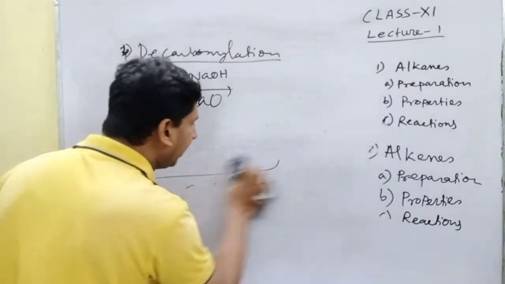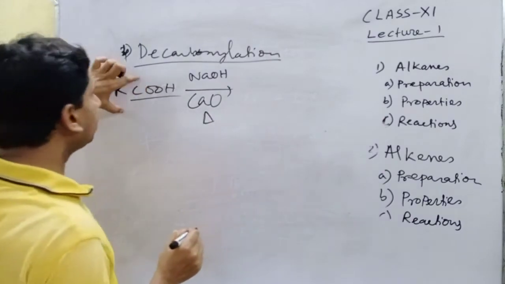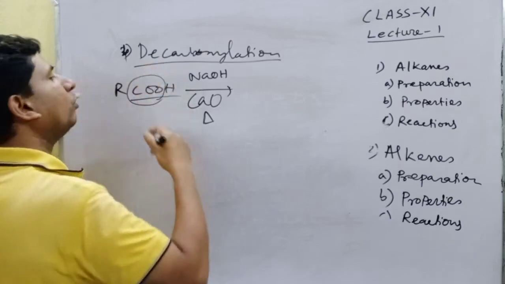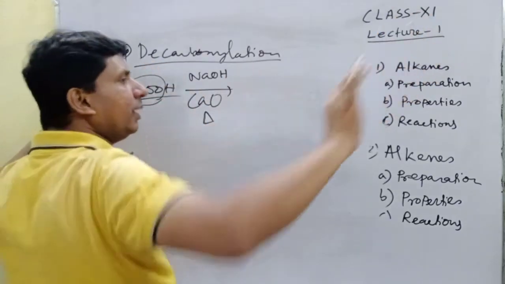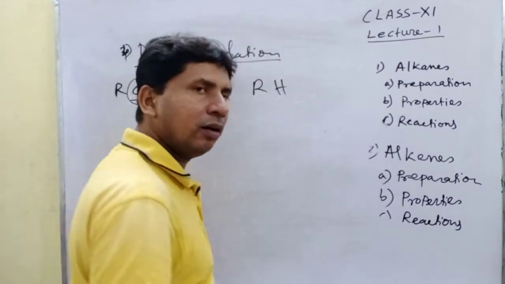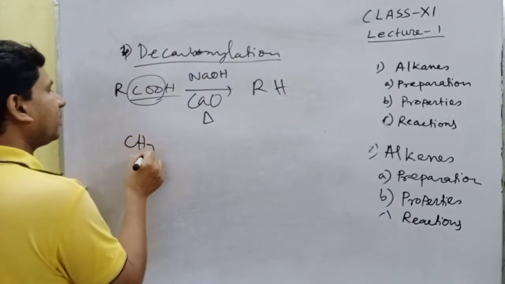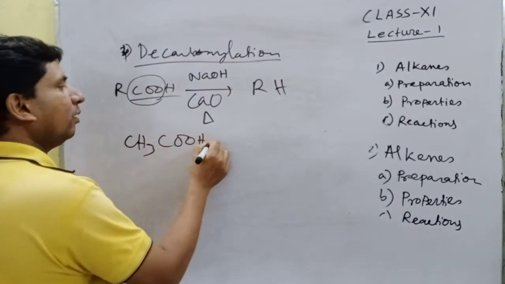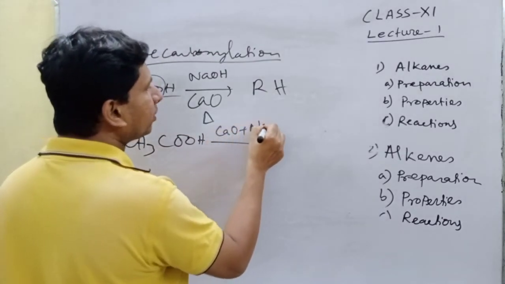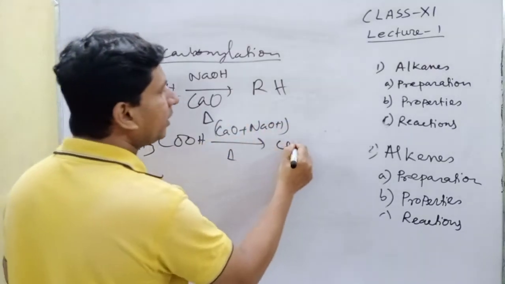In the presence of soda lime and heat, this acid, that means this carbon dioxide, will be removed. A decarboxylation, that means this will be removed. So RH is the product. In this way we can readily get, let us consider CH3COOH, with soda lime and heat, that means calcium oxide plus sodium hydroxide and heat, we will get CH3H.